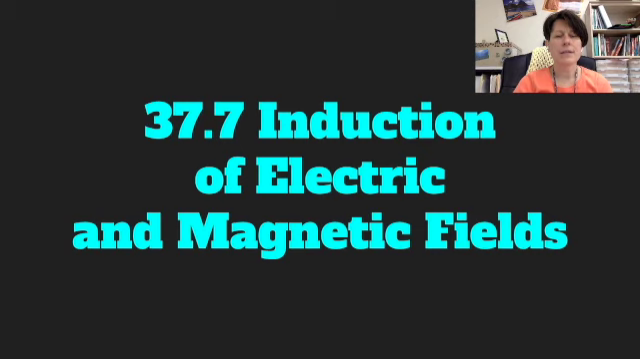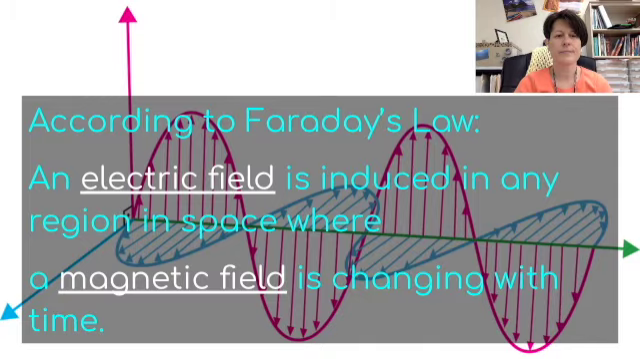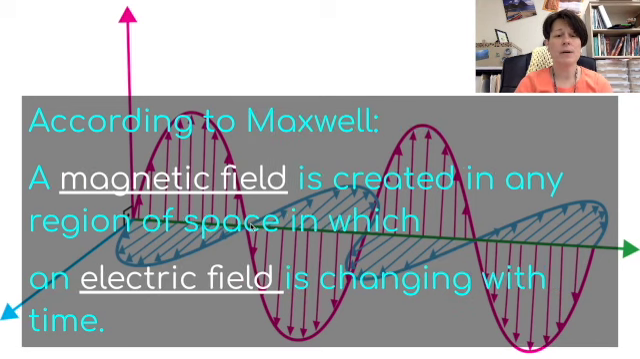Okay, and our last thing we're going to talk about is induction of electric and magnetic fields. According to Faraday's law, an electric field is induced in any region in space where a magnetic field is changing with time. So, if you have an electric field, it produces a magnetic field that is perpendicular to it, at a right angle. Now, according to Maxwell, a magnetic field is created in any region of space when an electric field is changing with time. So, the exact opposite can happen as well.